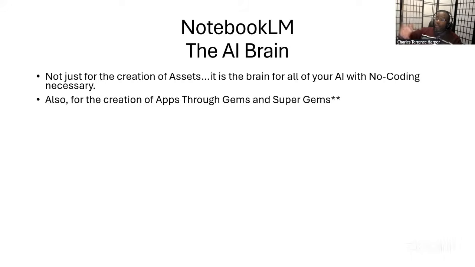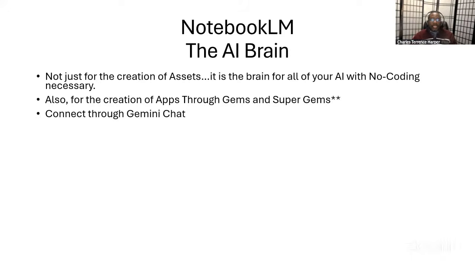So Super Gems is a way to create a fully functioning app. Gems is a way to create something that's more internal and more of a chat app, but you can pass it on to a customer. It's like having a GPT, right? So if you're used to ChatGPTs, you can do the same thing in a gem.